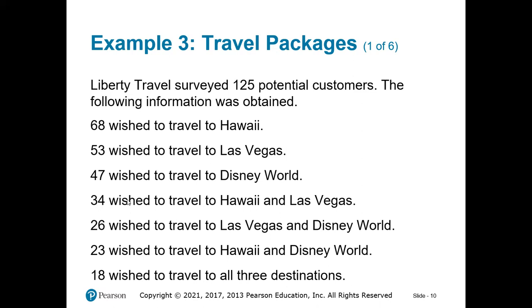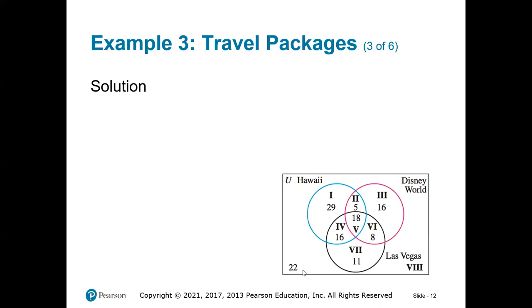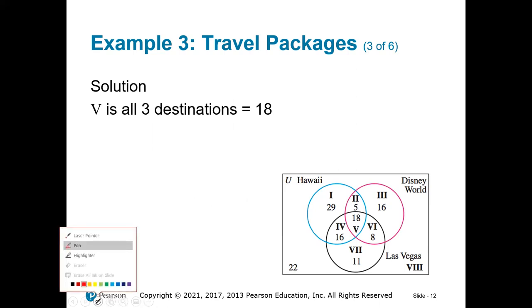But we need to be careful again. You see those 68 who want to travel to Hawaii? Well, 18 of them would also like to go to the other two destinations. So what we're going to do here is have the 3 locations. So you can see 18, this region here. This region here, 18, is the region belonging to all the sets.